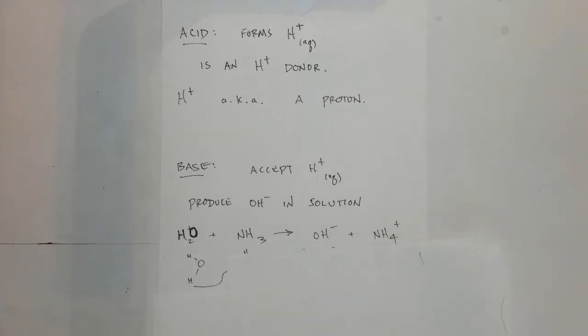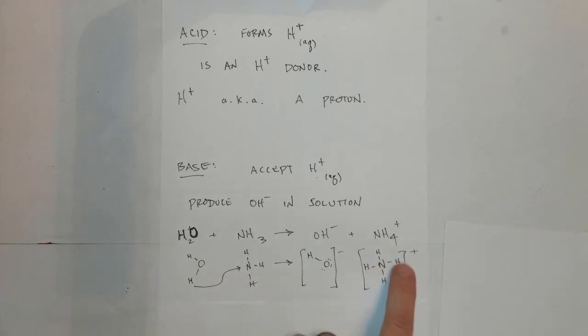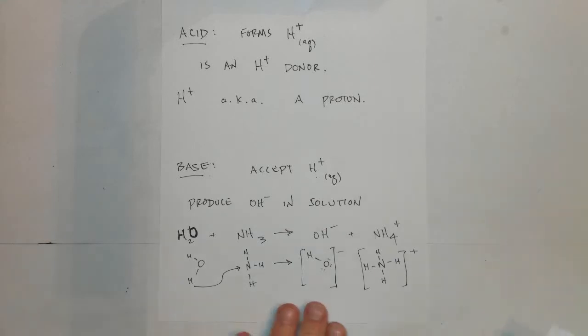Illustrating this further, we could write HOH right here, and then we could put NH3 like this in its structural formula, and one of the H's is given to the NH3, and then we can see it forms the NH4 over here, and it forms the hydroxide ion OH right here that has a minus sign.